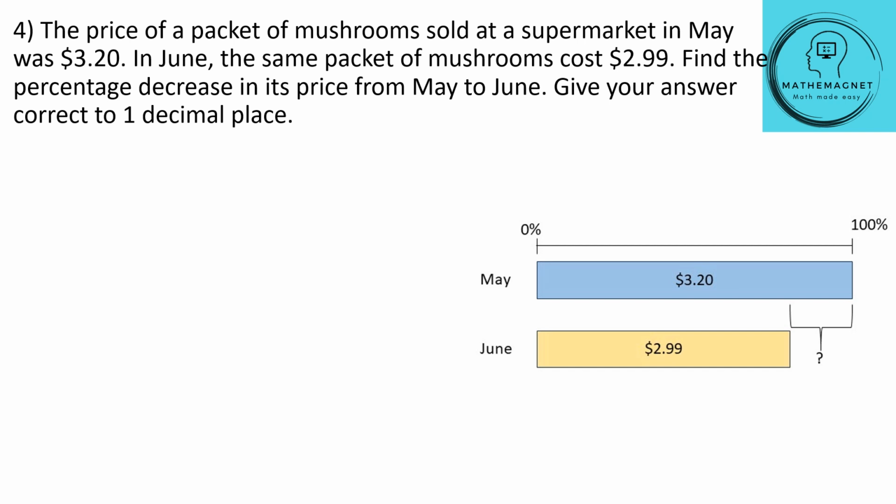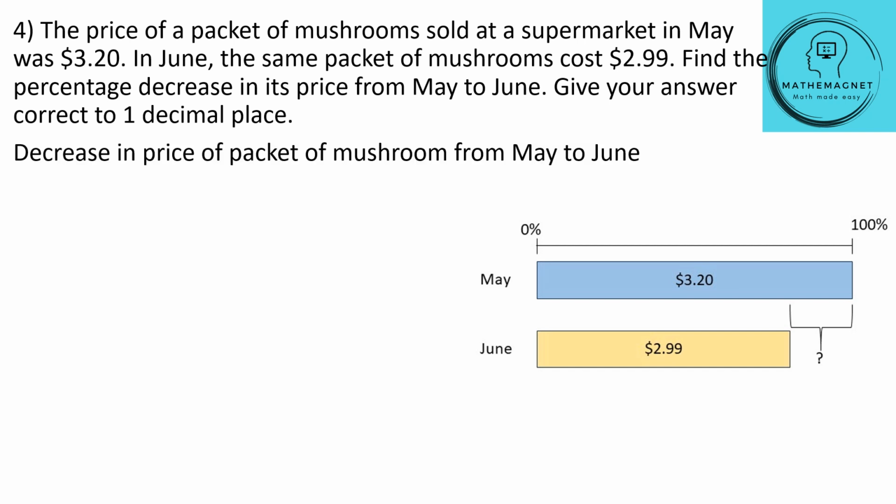Over here, since we are comparing to the May cost, May will become the base value, and so that will become 100%. June will be less than May, which is 2.99. Now this difference is what they are asking for in percentage. Let's find out how to go about it.